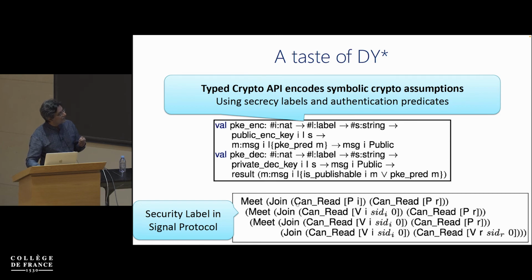Actually, it says it's a meet of join, which you will be familiar with if you're using label type systems. And it says also which session of the protocol this key belongs to and which session of the peer that key belongs to and so on. So you can get very fine-grained security guarantees just by using security labels in this way, which I don't have time to show you today, but I would encourage you to go look at the paper if you're interested.